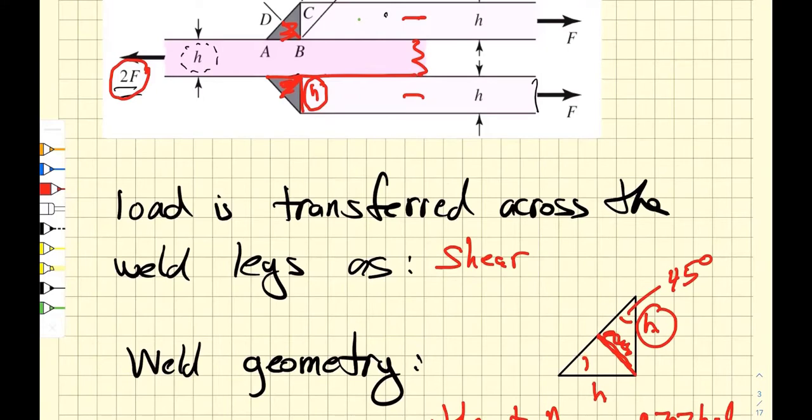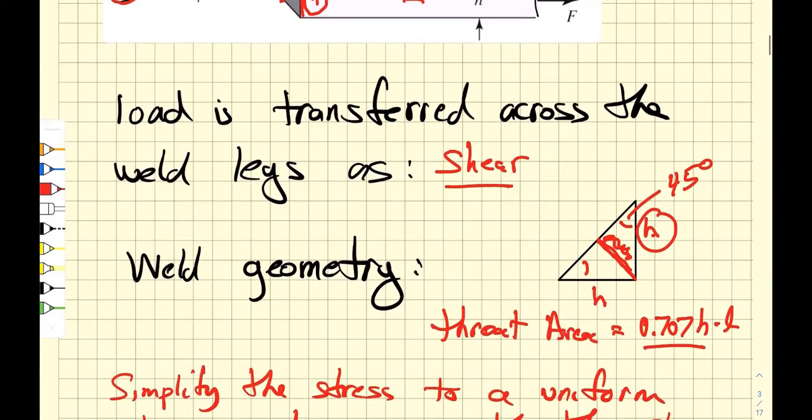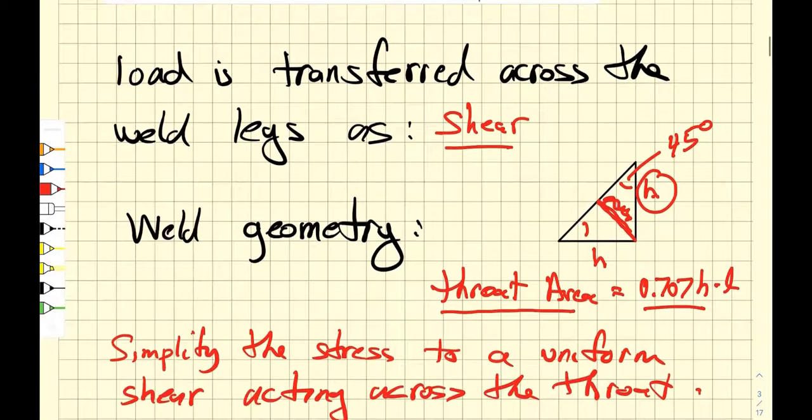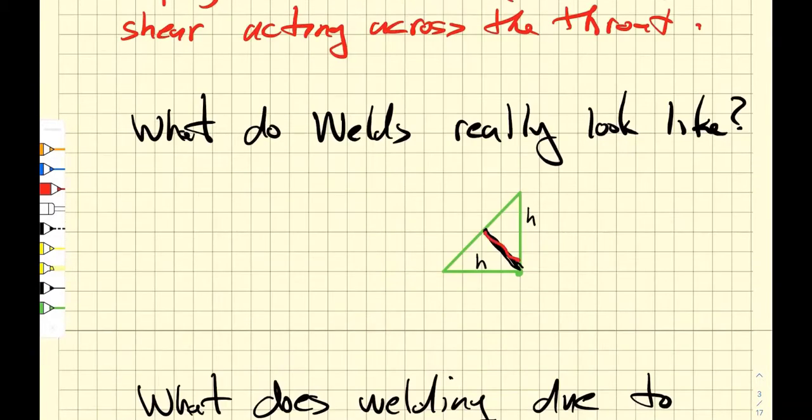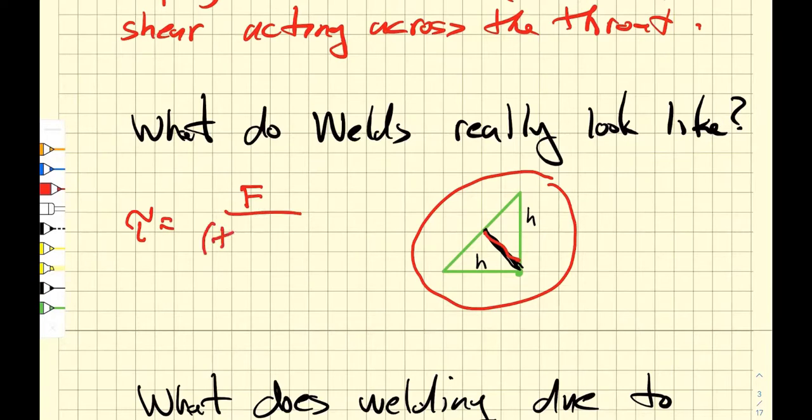So load is transferred as shear, and that shear is calculated by dividing the applied load by the throat area. Why do we do this? We want to use this smaller effective cross-sectional area because welds never look perfect like this. They are in fact highly variable, and so we want a conservative estimate of the cross-sectional area. So the effective shear is the applied force divided by the throat area, and that throat area is smaller than the leg size associated with the specified weld.